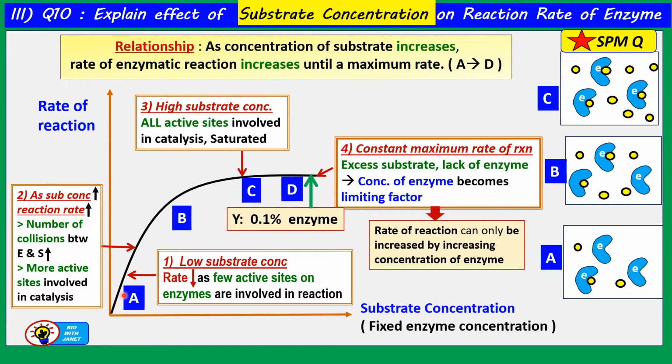So let's find out how to explain. Start from low substrate concentration. First of all, remember that even though the substrate concentration changes, the enzyme concentration is fixed and constant. It's a constant variable. So, firstly, at low substrate concentration, the rate of reaction is low as there are few active sites involved in the reaction. That means we have a fixed enzyme concentration, and at low substrate concentration there are few substrate molecules around, so only a few active sites are involved. Not all the active sites of the enzyme molecules are involved in the reaction.